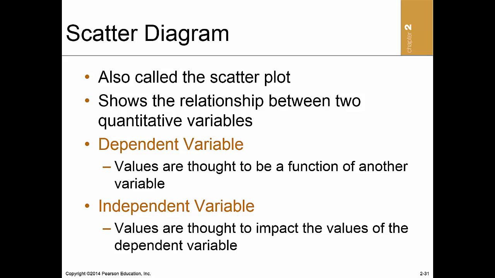The independent variable is a variable whose values are thought to impact the values of the dependent variable. The independent variable or explanatory variable is often within the direct control of the decision maker. On a scatter plot, the independent variable or explanatory variable is graphed on the x-axis.